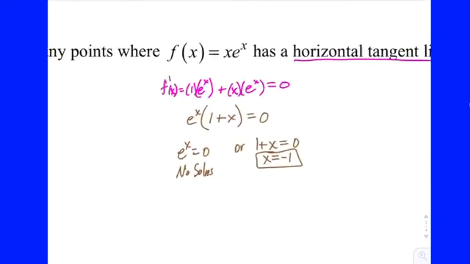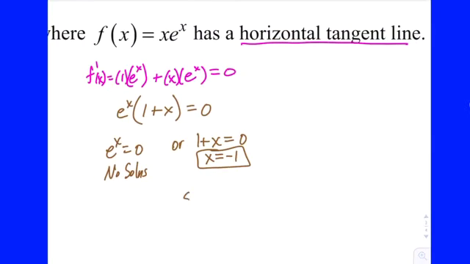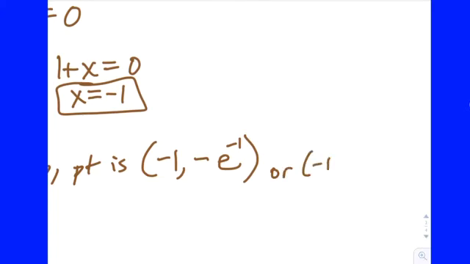Now, if it says find the coordinates, the points, that's going to be an ordered pair. So the point is (-1, comma). And how do I find the ordered pair, the coordinate that goes with -1? Plug it back into the original. Good. Because remember, the original is your y value, your f of x machine. So you're going to get -1 times e to the negative first power when you plug it in. So that's one way to write it. Or you could write that as -1 over e. That's another nice way to put that final answer.